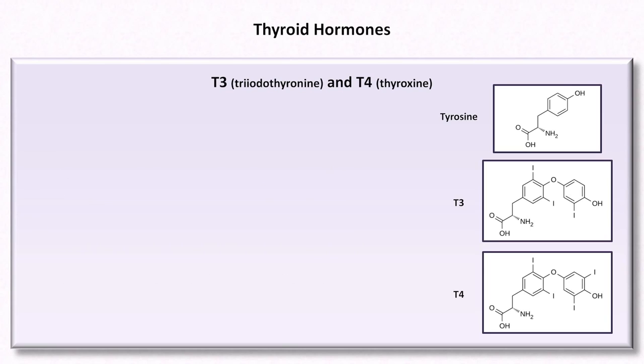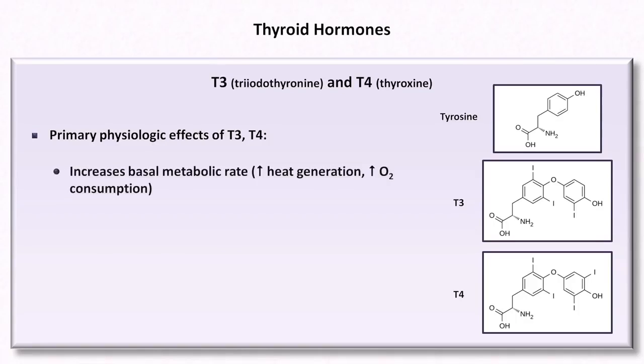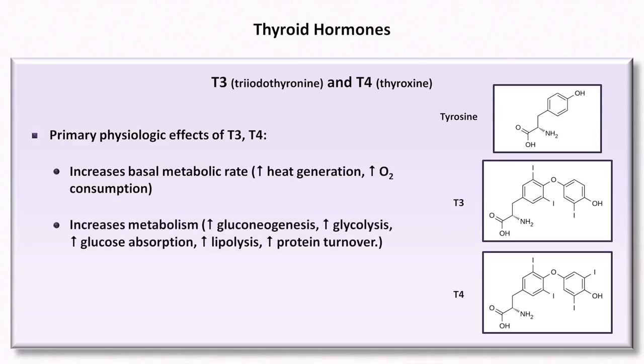What do T3 and T4 do? They have the greatest diversity of actions of any hormone. Their primary effects are first, to increase the basal metabolic rate, which results in increased heat generation and oxygen consumption. Second, they sort of rev up metabolism, specifically increasing gluconeogenesis, glycolysis, glucose absorption from the GI tract, lipolysis, and protein turnover.